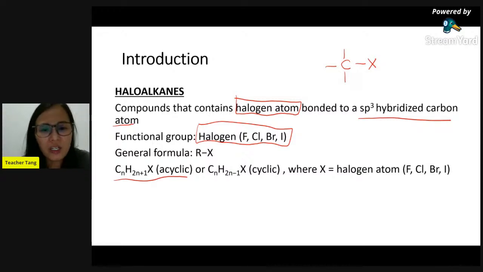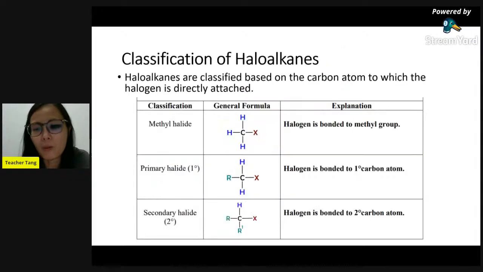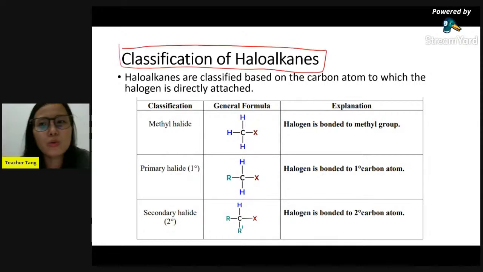If it is cyclic haloalkane, the general formula is CnH2n-1X, where X can be fluorine, chlorine, bromine, or iodine. You need to know how to classify your haloalkane. This is very, very important, because in the SN1, SN2 reactions, if you do not know how to classify your haloalkane, then you can't do them. So we shall have a look at how to classify the haloalkane.